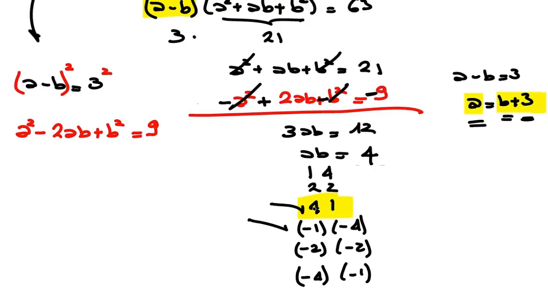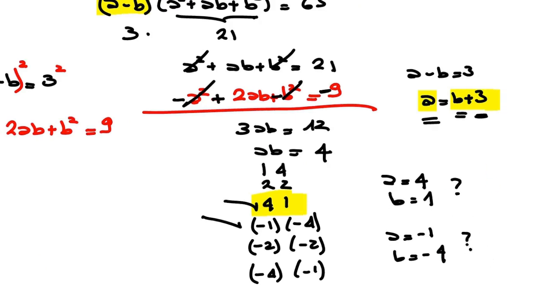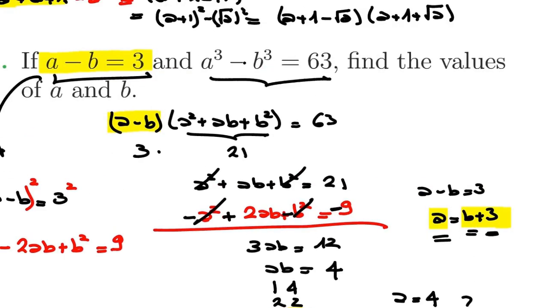So here too, we found 2 alternatives. It could be 4 and 1. A is 4, b is 1. So a is 4 and b is 1, or a is negative 1 and b is negative 4. So is it this one or that one? Let's see. Now let's take this one. Let's move this negative b cubed to the right side. So a cubed equals b cubed plus 63.